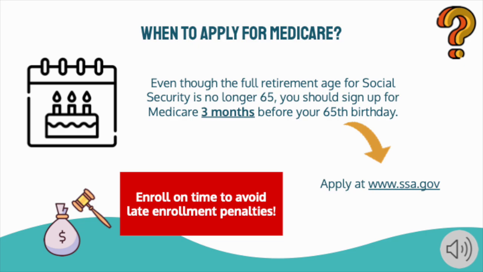You know now that you will be sending your Medicare application to Social Security, but when exactly do you apply? You should sign up for Medicare within a 6-month time frame around your 65th birthday. More specifically, you can start signing up for Medicare 3 months before your 65th birthday up until 3 months after your 65th birthday. You can apply for Medicare using the link on the screen or visit www.ssa.gov. It is so important that you enroll on time for Medicare to avoid any late enrollment penalties. And we will talk about these penalties on the next slide.